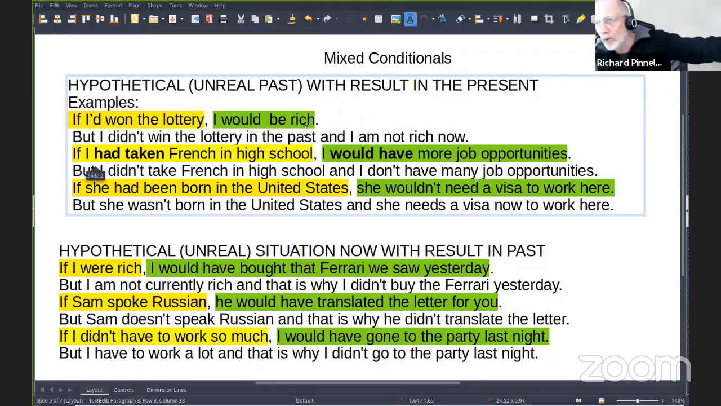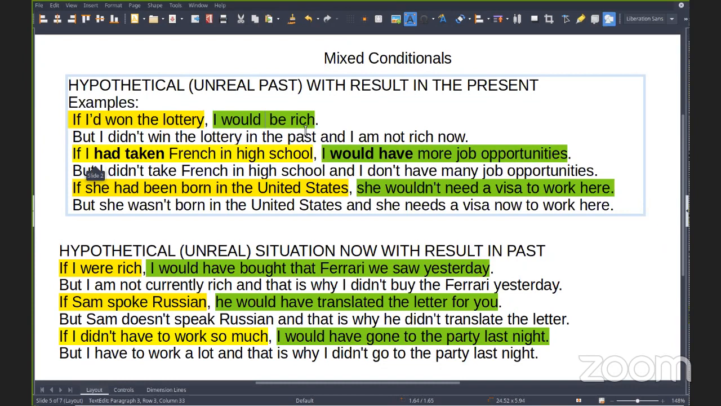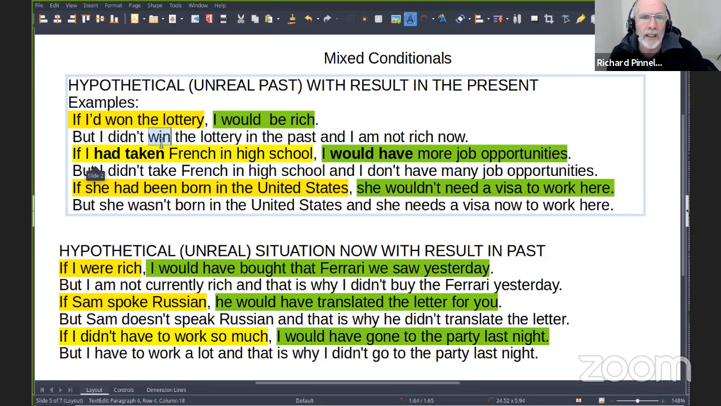If I'd won the lottery, past, I would be rich now. But it's not necessary for me to say if I'd won the lottery in the past, I would be rich now, because that information is conveyed with the verb structures. If I'd won the lottery, I'd be rich. The reality is I didn't win the lottery in the past and I'm not rich now.